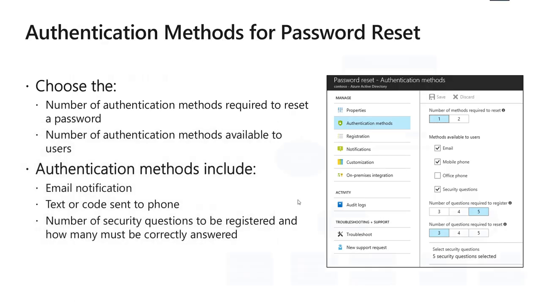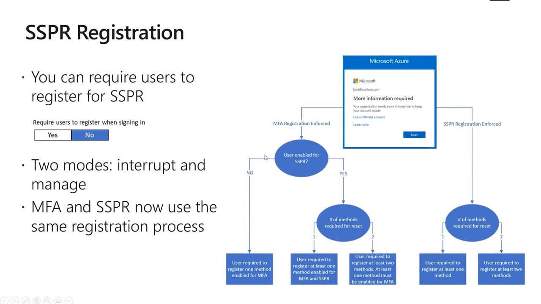So the registration, right? If you want users to register for password reset, you can require that they register when they sign in through Azure AD or Office 365. You can enable this option from your directory's password reset pane by enabling the require user to register when signing in option in the registration tab. An admin can also require users to re-register after a specific period of time. You can set the number of days.